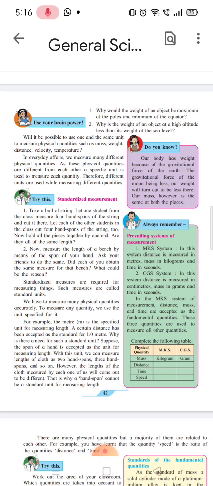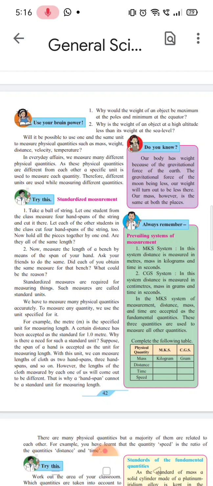Why did this happen? In both activities, measurements were not the same. Length of string was different for different students, and bench length was also different for different students. Why? Because the size of every student's hand span was different. Some students' hand span was small and some students' hand span was large.